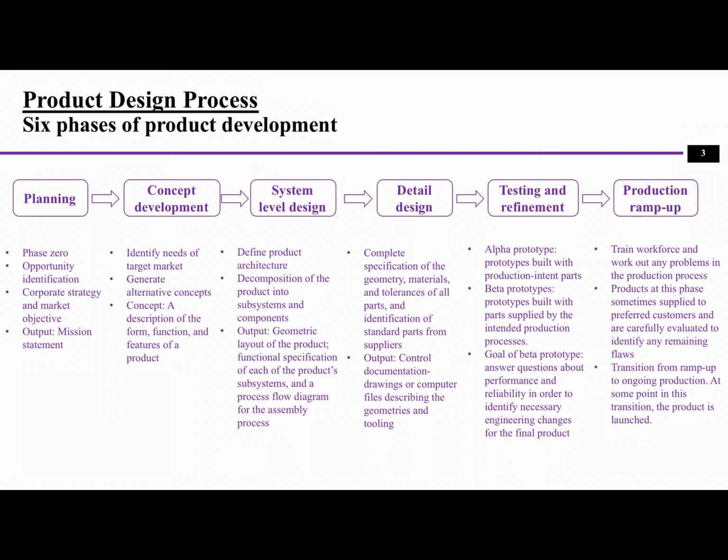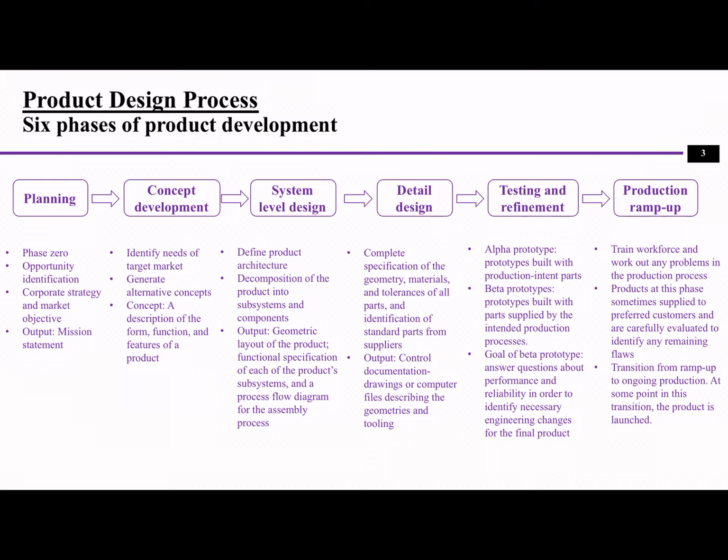Well, the beta prototype is built with parts supplied by the intended production processes. So when I'm designing a product, I am actually also designing for manufacturing, knowing what kind of process it needs to go through, and beta prototypes are made from the production processes that are supposed to be used in manufacturing. The goal of the beta prototype is to answer questions about performance and reliability in order to identify necessary engineering changes for the final product, because eventually it will have to be made on the production line.